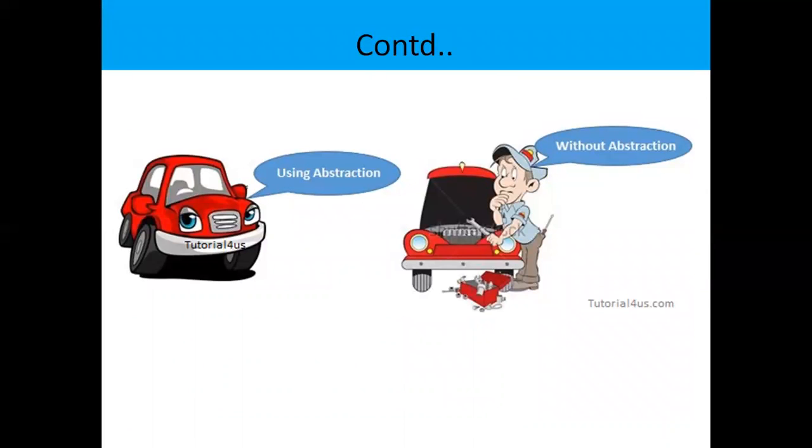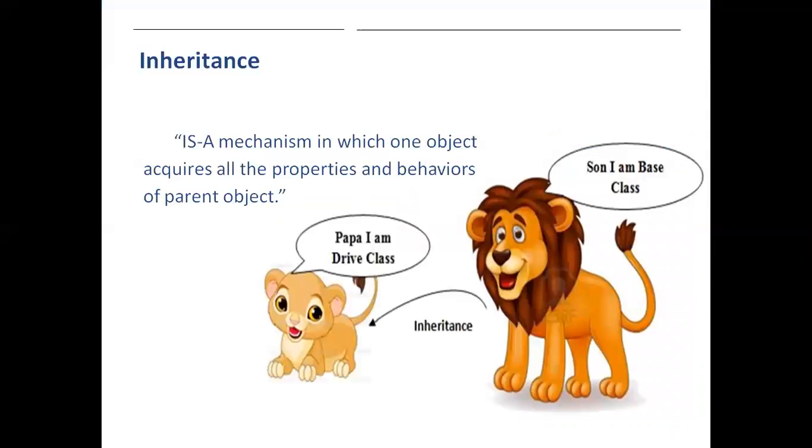So this is using abstraction. We just know how it is working. We are not going into detail about the internal details. This is without abstraction, where the internal details are known to us. As I mentioned, we can implement abstraction with the concept called inheritance.